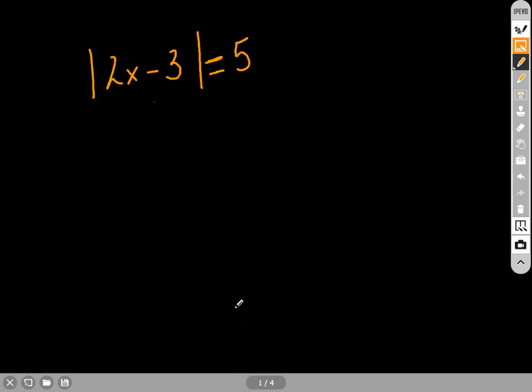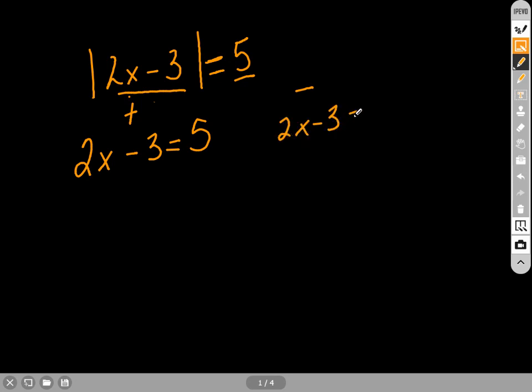Applying that knowledge, we know that what's inside of this absolute value here could be equal to +5, or it could have had a -5 value and just came out as a +5. So we've got two cases to consider, the positive case and the negative case. So 2x minus 3 could have been -5. We're going to solve these just like we did the other equations.